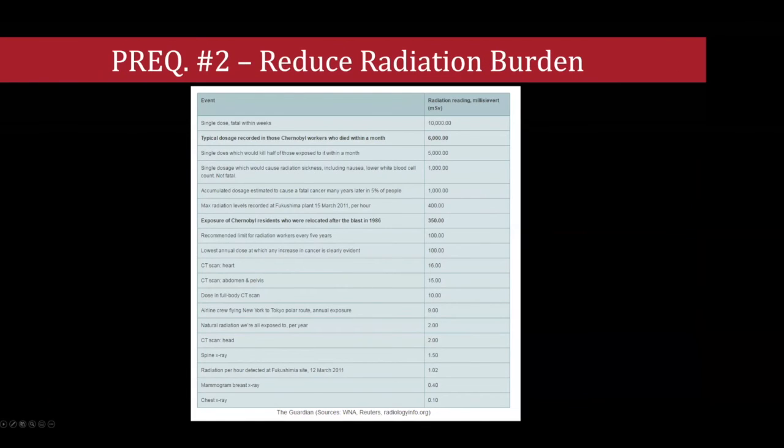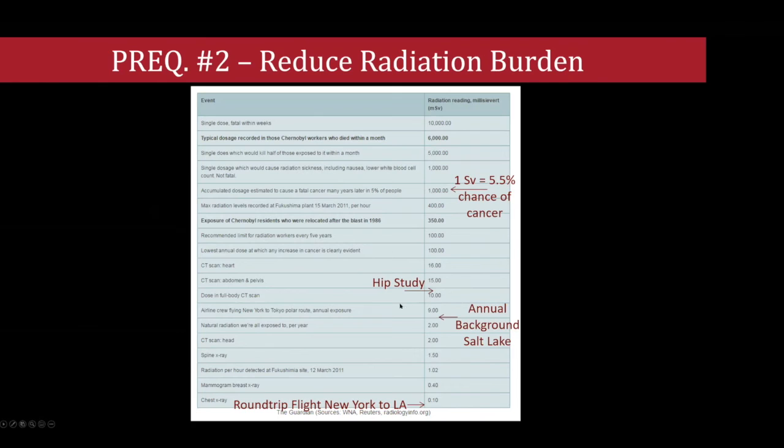The second prerequisite is to reduce the radiation burden. When we think about what radiation exposure is, a round trip flight from New York to LA is quite low. Annual background radiation is about 3 or so millisieverts per year. Our hip study is about 11 to 12. When we think about cancer risk, it's about 100 times that when there's a significant increase in cancer risk, and this is accumulated dose too. So our goal is to bring this down.